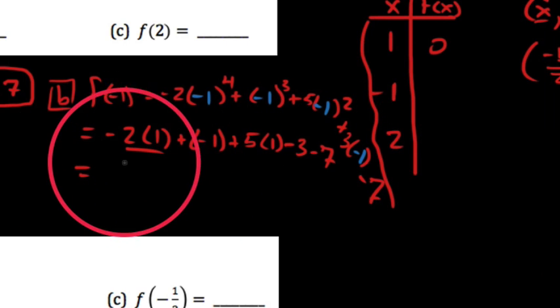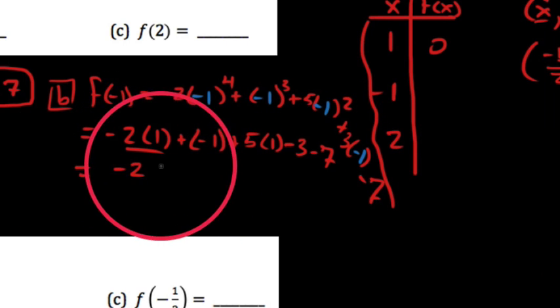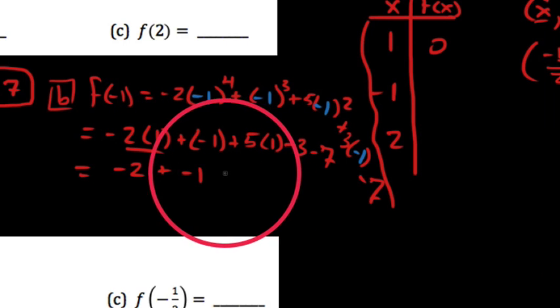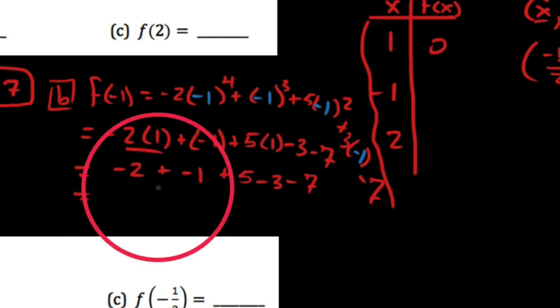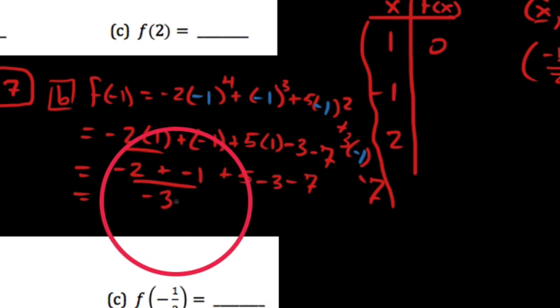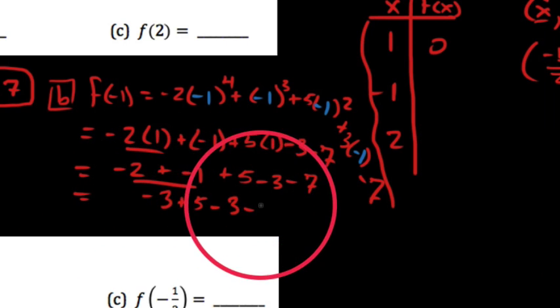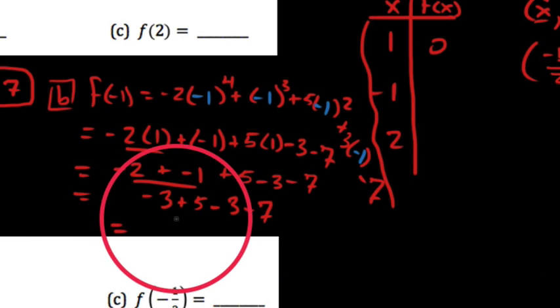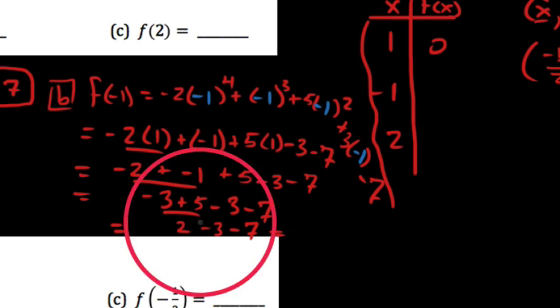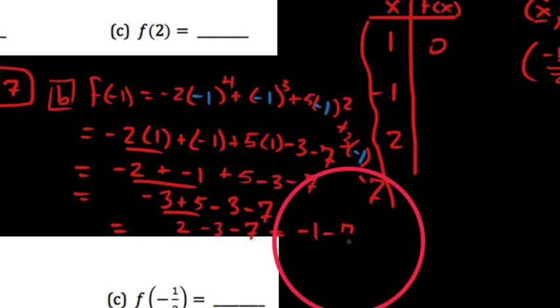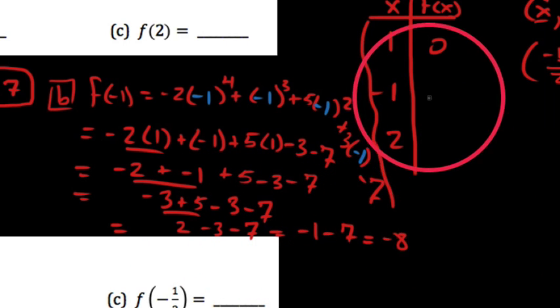So now doing our multiplication, negative 2 times 1 is a negative 2. We have plus a negative 1. Looks like plus 5 times 1 minus 3 minus 7. We'll go ahead and evaluate these. These combine out to be a negative 3 plus 5 minus 3 minus 7. We get negative 3 plus 5. Here is a 2 minus 3 minus 7. And we get 2 minus 3. Well, that's a negative 1 minus 7. In the end, we get a negative 8 here.